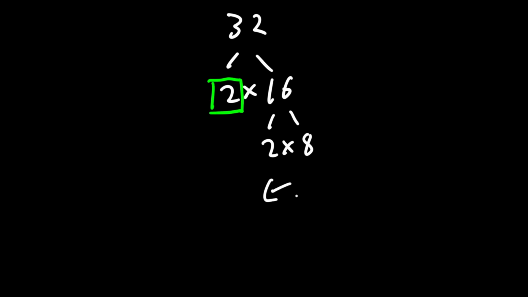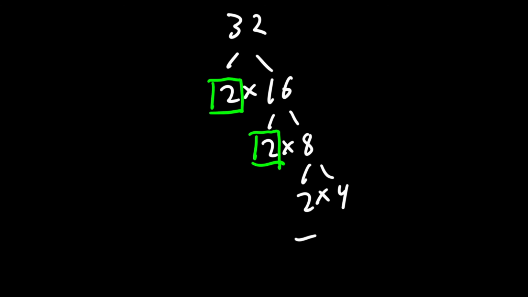Now let's go from left to right again. On the left, we know that 2 is already a prime number, so that means this is also a prime number, which means this 2 is also a prime factor. Is 8 a prime number? 1 times 8 is a factor pair of 8, but so is 2 times 4. So that means 8 is not a prime number.